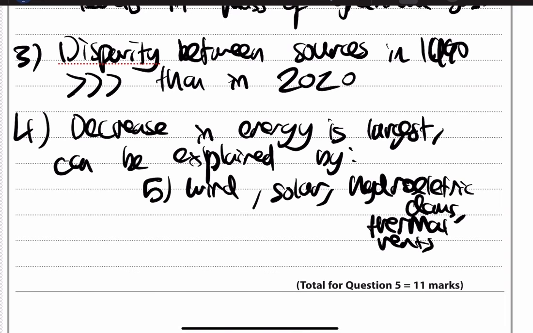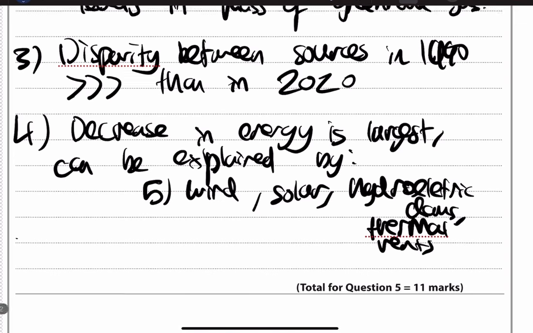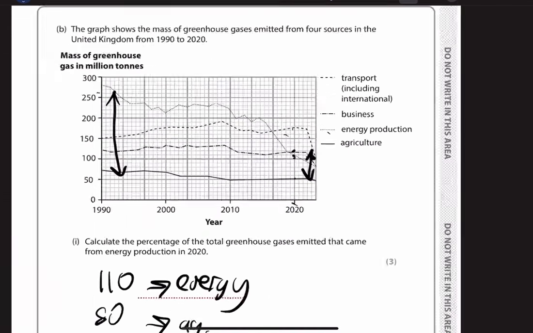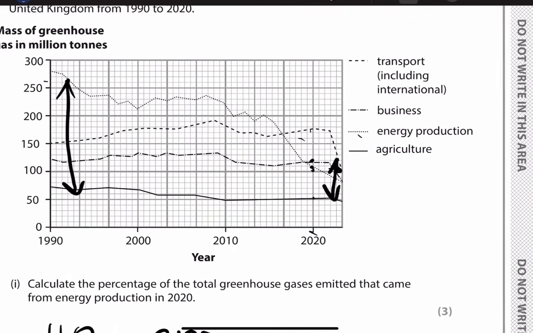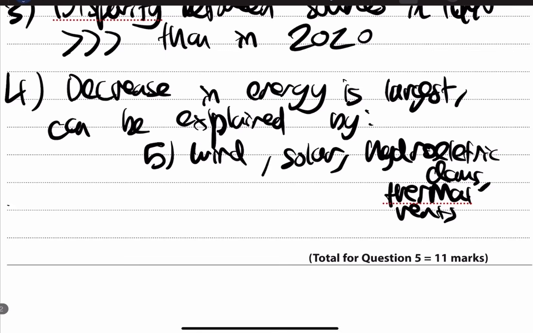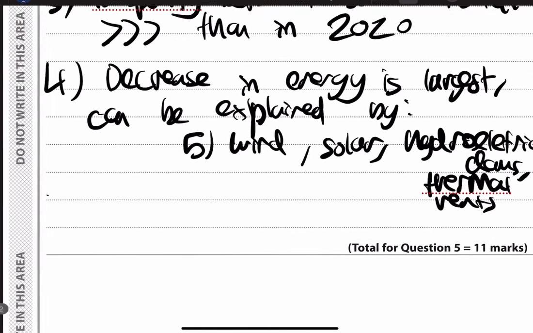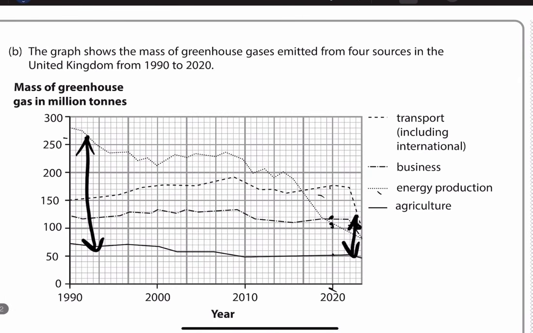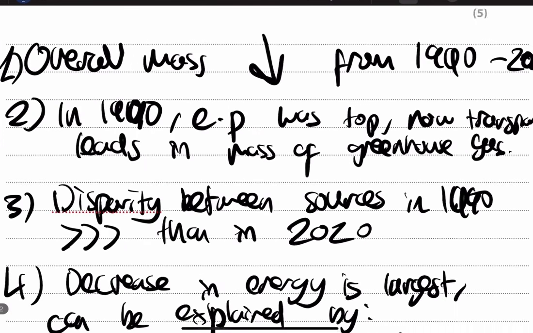Okay, what else can we say? We've said quite a lot. Think about it this way: I've only really commented on energy production. You can do it for all of them, but we've already got roughly 5 marks. So I'll just throw in another one. I feel like an easy one to do is agriculture, right? Why do you think we would see a decrease in agriculture? Because, I mean, it's not a large drop, but it is a drop.